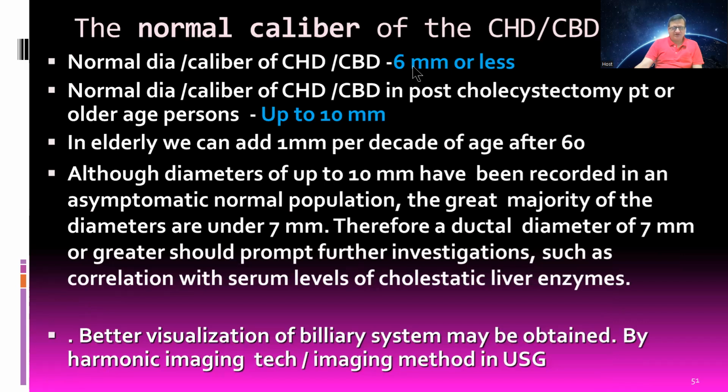Normal caliber, we already discussed: up to the CHD and CBD 6 millimeters or less. In post-cholecystectomy patients and older patients, up to 10 millimeters. After 60, we can add 1 millimeter per decade. So the great majority of diameters are under 7 millimeters. And if the ductal diameter is 7 millimeters or greater in a younger patient, it should prompt further investigation such as correlation with serum levels of cholestatic liver enzymes.